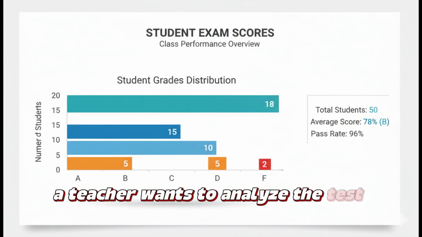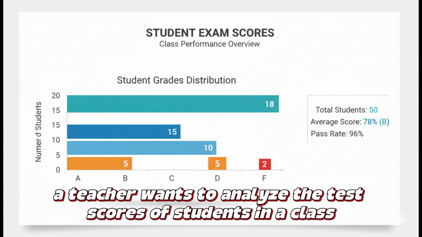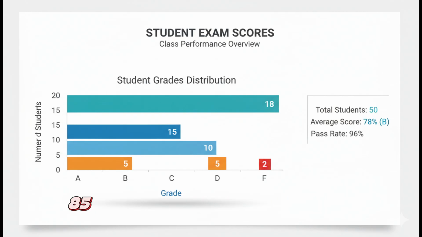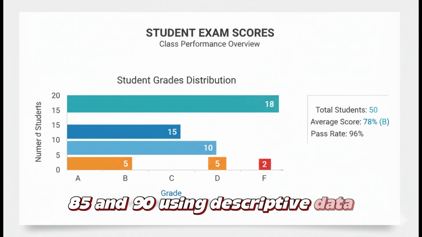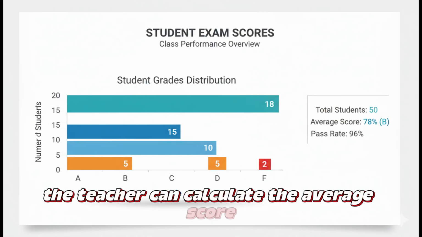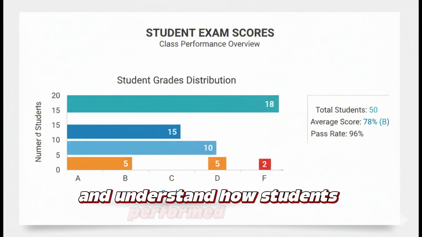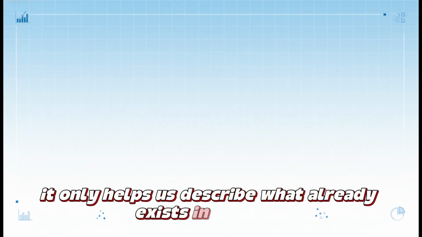For example, imagine a teacher wants to analyze the test scores of students in a class. Suppose the scores are 70, 75, 80, 85, and 90. Using descriptive data, the teacher can calculate the average score, identify the highest and lowest scores, and understand how students performed overall. Descriptive data does not make predictions. It only helps us describe what already exists in the data.